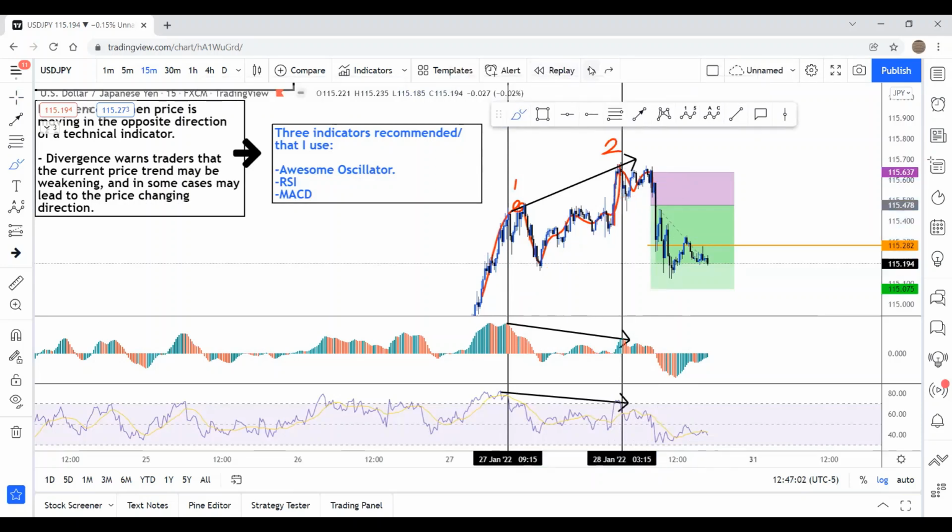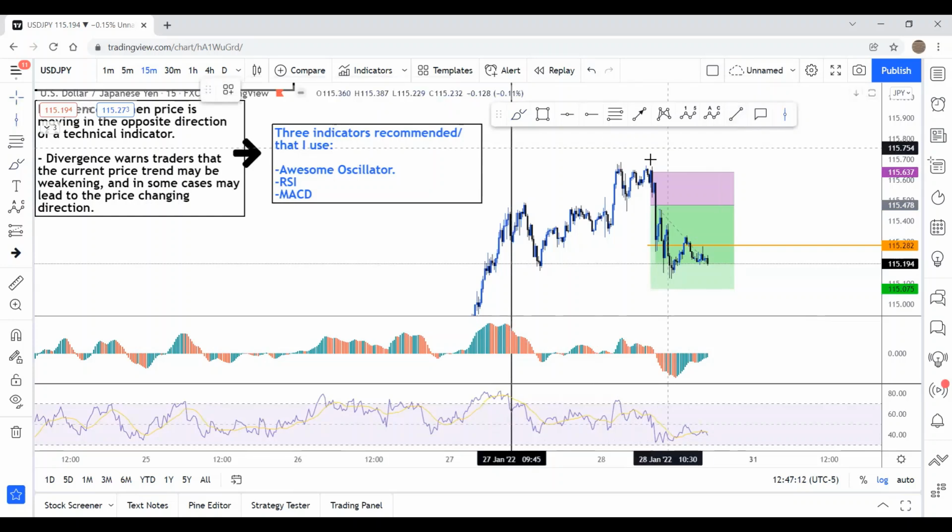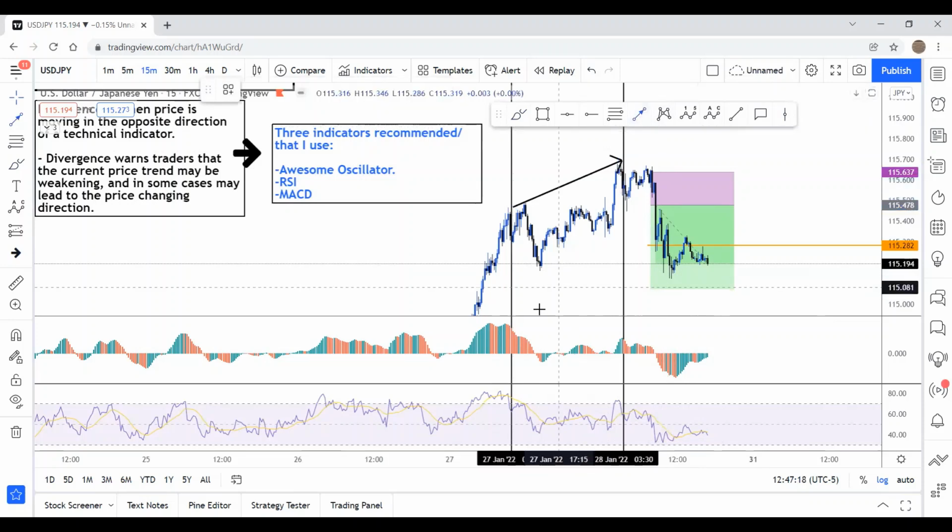So even though this is not a full top-down analysis, if we just look at this over here, once again, we're looking at this peak over here and this peak up here. And we see that price is going upwards. Look at that. And we see that the indicators are going downwards. Divergence.